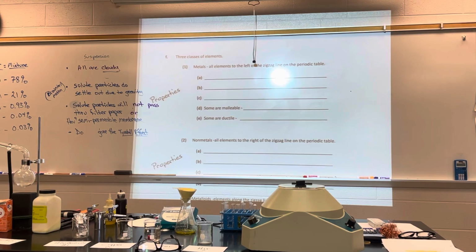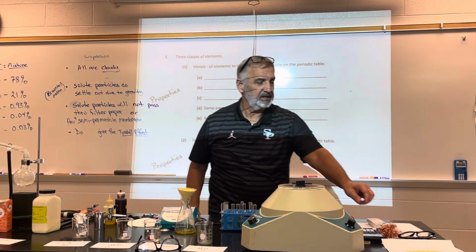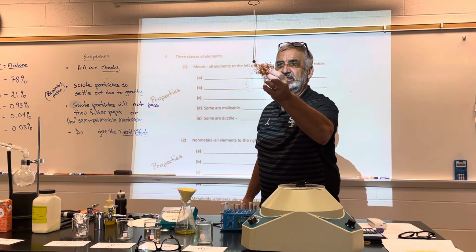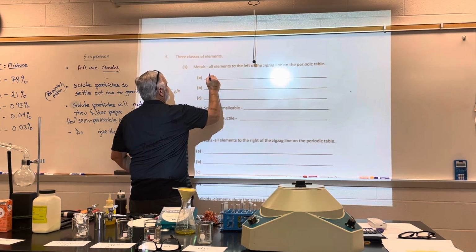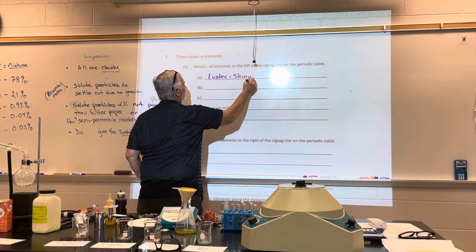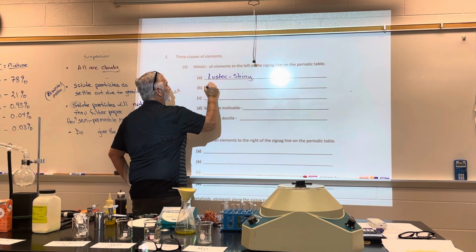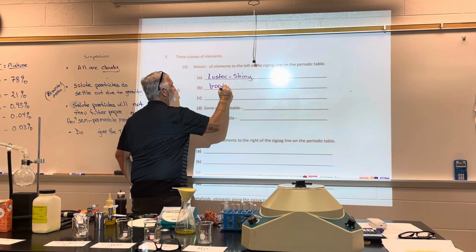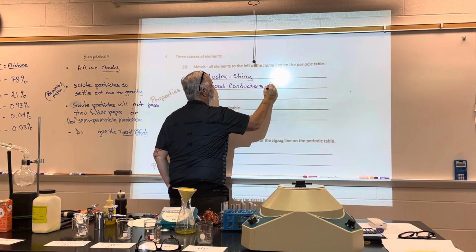Okay? So what are some of the properties of metals? How do I know what this is? What's the first thing that stands out about this? Shiny. What's the fancy word for shiny? It's got a luster. That means shiny. Okay? We're so out of time. They're good conductors of heat and electricity.